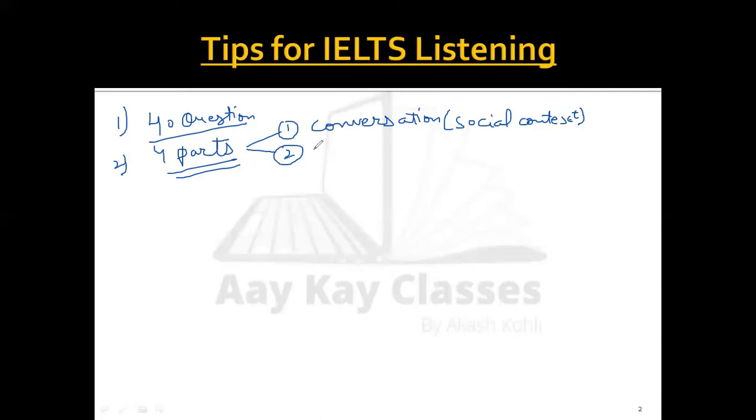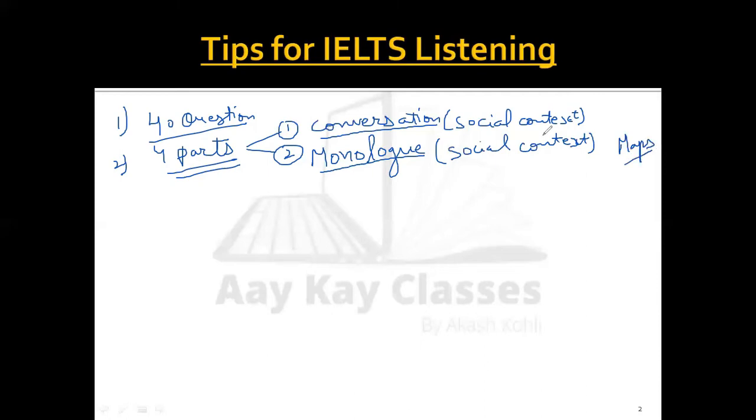The second one is a monologue. You will listen to a single voice. In the first you will listen to 2 different voices, but here you will listen to a single voice that is also on a social context. And the most important thing is that in a monologue, in this part only, you will get maps. There will be no maps in first, third or fourth section.